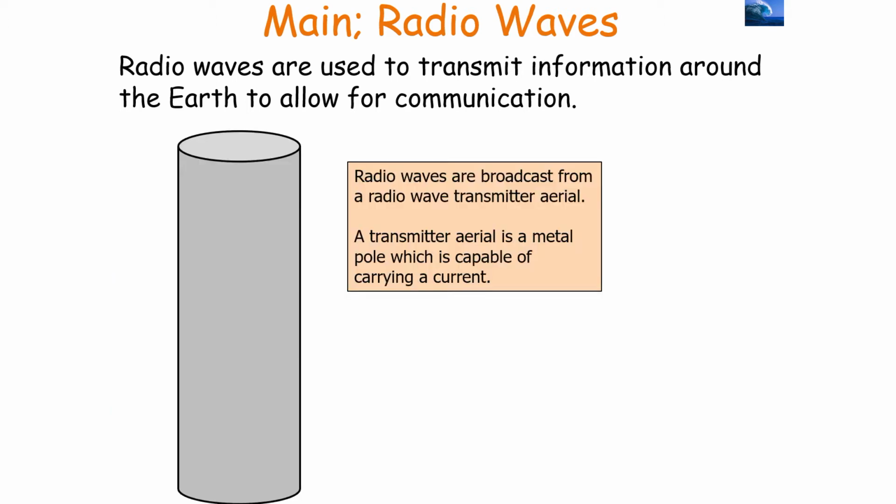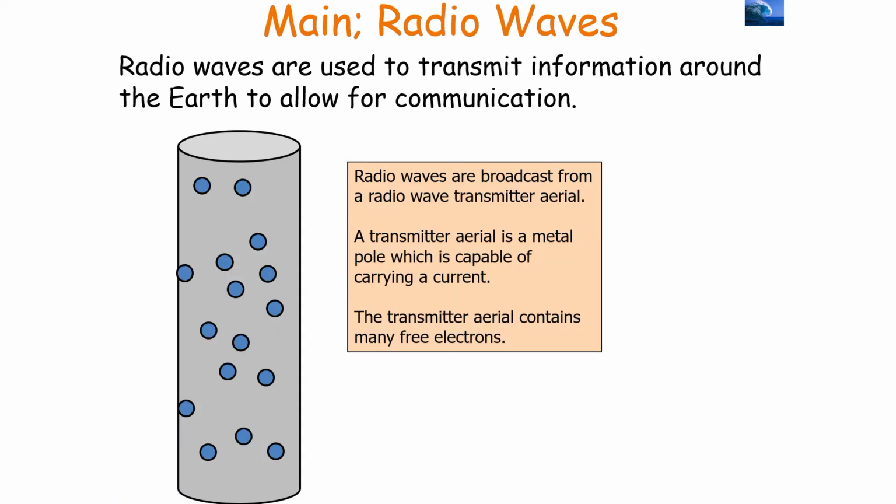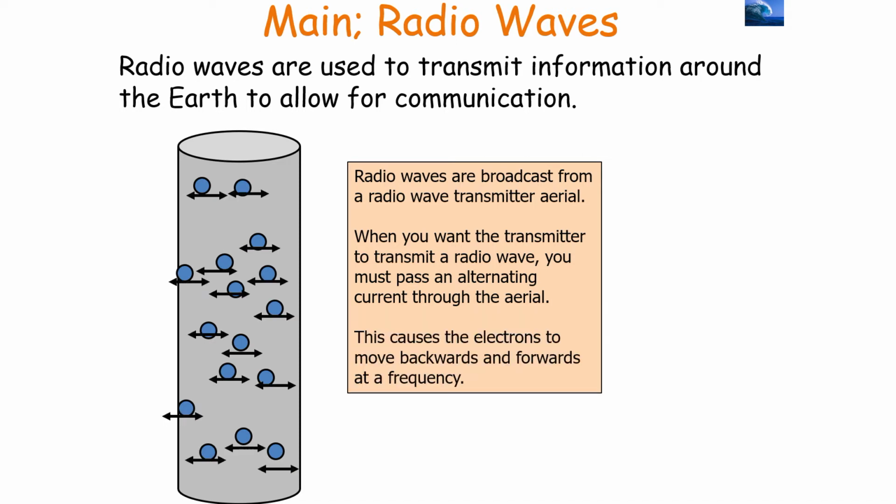Now it's important to note that radio waves are broadcast with a radio wave transmitter aerial, which is a metal pole capable of carrying a current, such as this particular transmission station. It's important that they're made from metal because they need to contain many free electrons. When you want a transmitter to transmit a radio wave, you've got to pass an alternating current through the aerial. This will cause the electrons in the aerial to move backwards and forwards at a particular frequency.